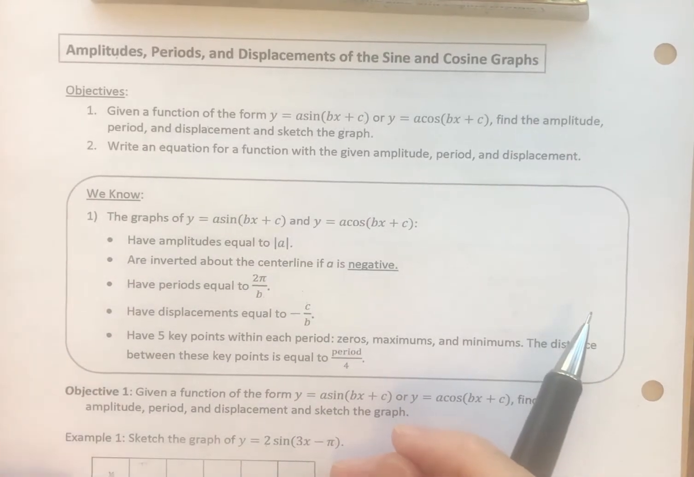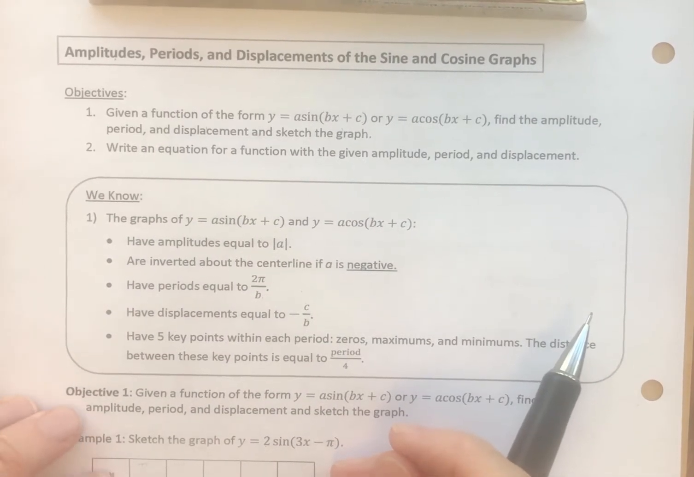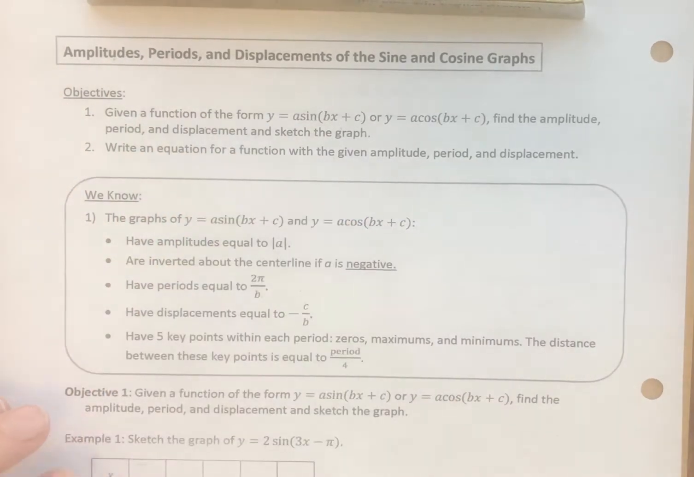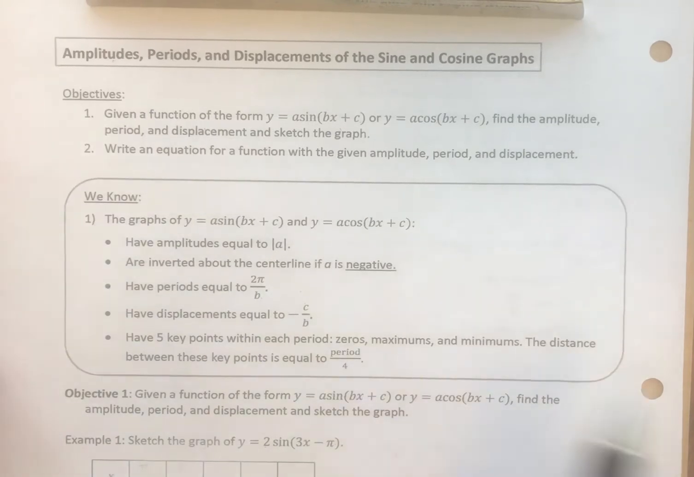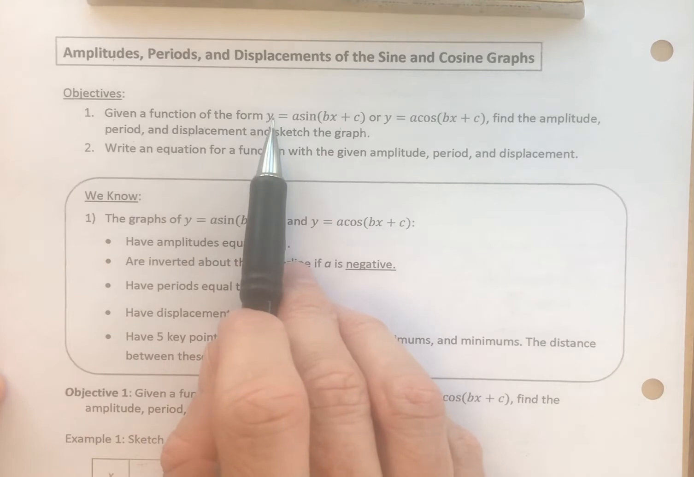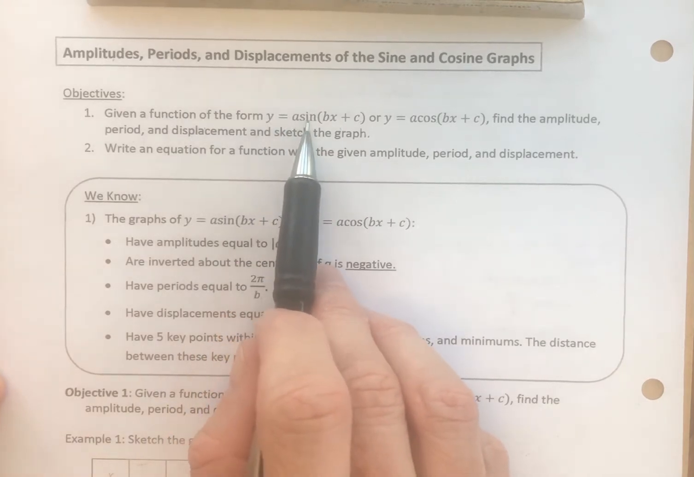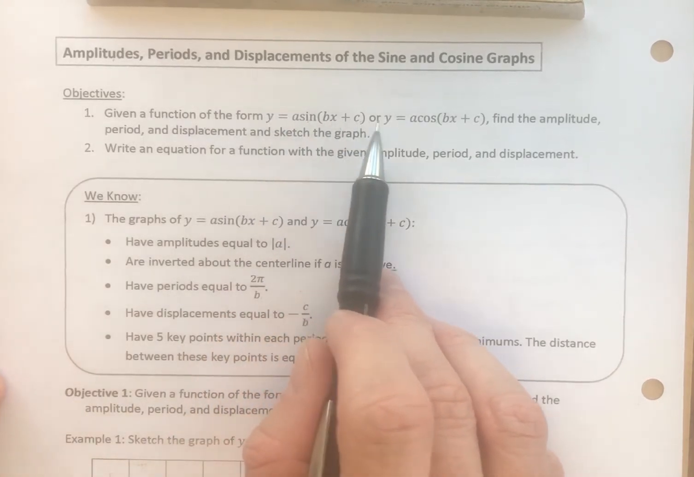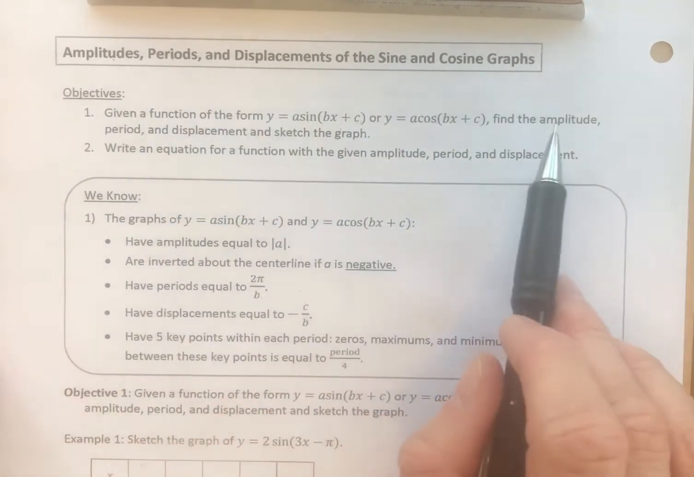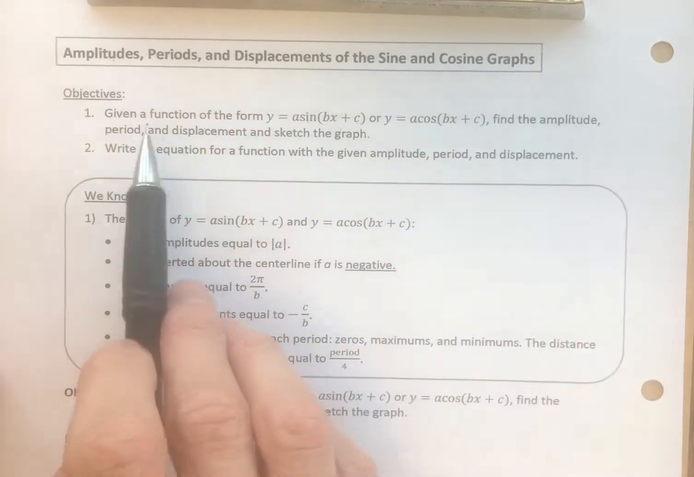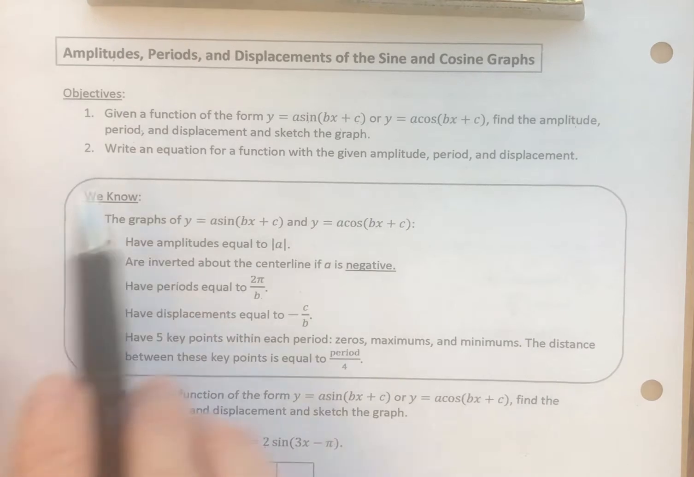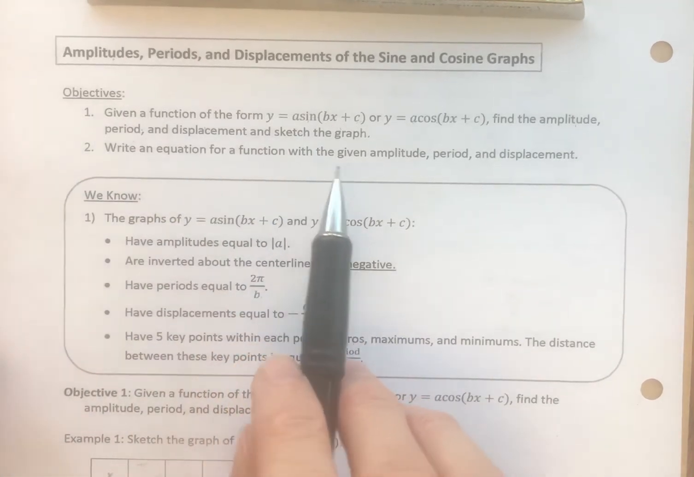Well, in this video, let's put it all together, what we've learned thus far. We're going to talk about amplitudes, periods, and displacements all at the same time. Two objectives here. Given a function of the form y equals a times the sine of bx plus c, or y equals a times the cosine of bx plus c, we want to find the amplitude, the period, and the displacement, and we want to sketch the graph, and we're going to look at sketching one period.